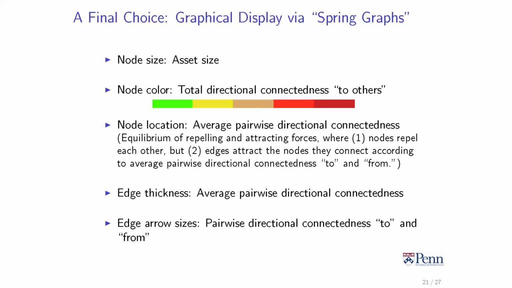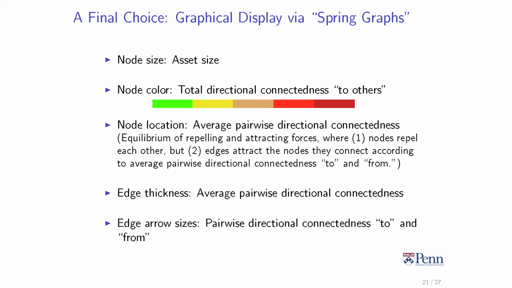So the node sizes in the graphs, if you notice this graph, the nodes are of different sizes. I also don't like that anymore because it distorts your attention. But at any rate, the node size is total asset value of whatever bank we're talking about. So the big ones have bigger nodes in this graphic. And then the color is total directional connectedness to others, where green is the least and brown or dark red or whatever that is very high. So the colors over here are those nodes sending a lot of future uncertainty out to the other banks in the system. And this is really important.